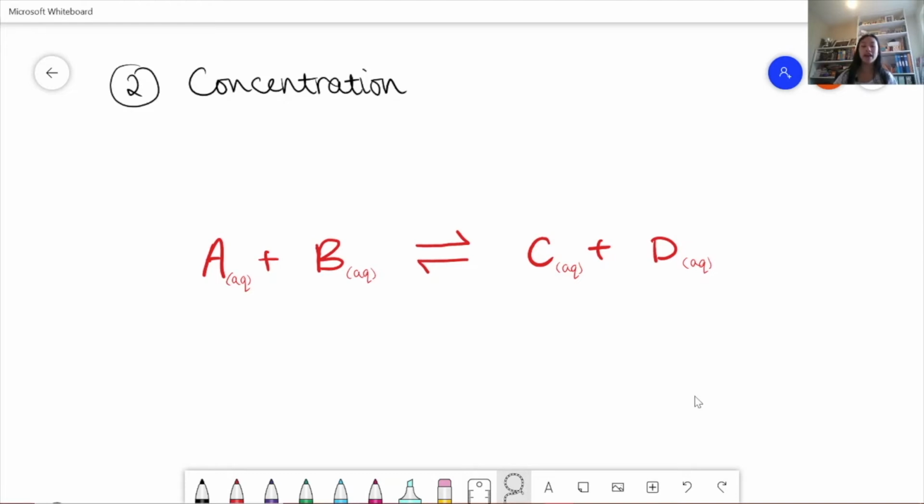If we took away some of C, so the concentration of C decreases, again, the equilibrium would shift to the right because it wants to counteract this change. So therefore it creates more products and it creates more of C.